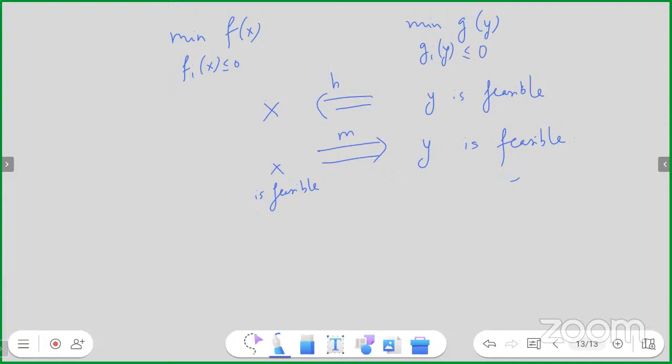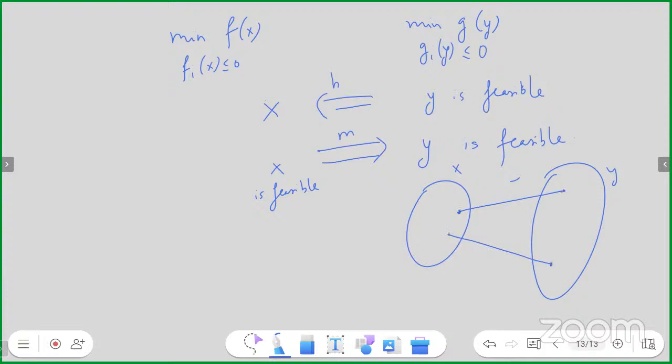Okay, so let's say this is my y space. This is my x space. What am I saying? I can take one point feasible here, and I can go to a particular x. Similarly, I take a point here and I come back. What are you trying to say? This much is given to you. Now make the claim.